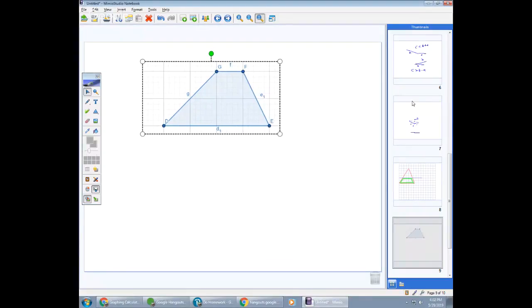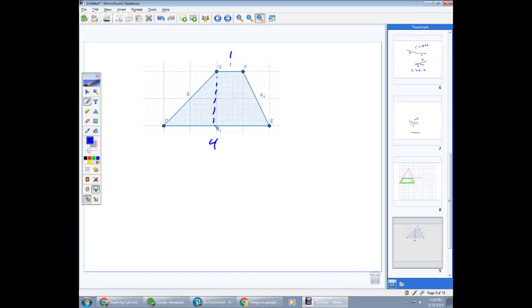All right, so I want to find the area of this thing. Dimensions of this are 1, 2, 3, 4 across the bottom, 1 across the top. And if I draw an altitude from the top to the bottom, it has a height of 2. That would be the height there.